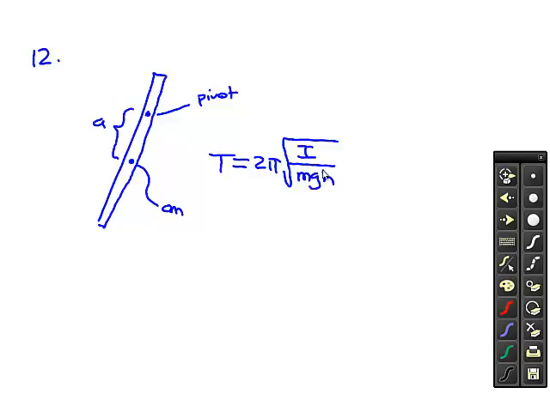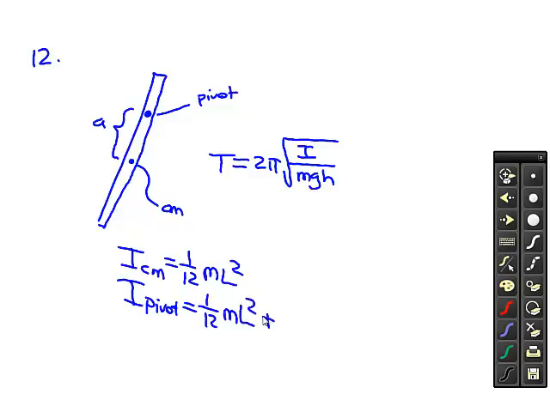Remember, we're looking at the I about this point right here. About the center, I is 1/12 ml squared. About the pivot, I have to use a little ditty known as the what class? Parallel axis theorem, which says that 1/12 ml squared plus ma squared, the distance from the center of mass to my pivot, a, is going to be my new rotational inertia.